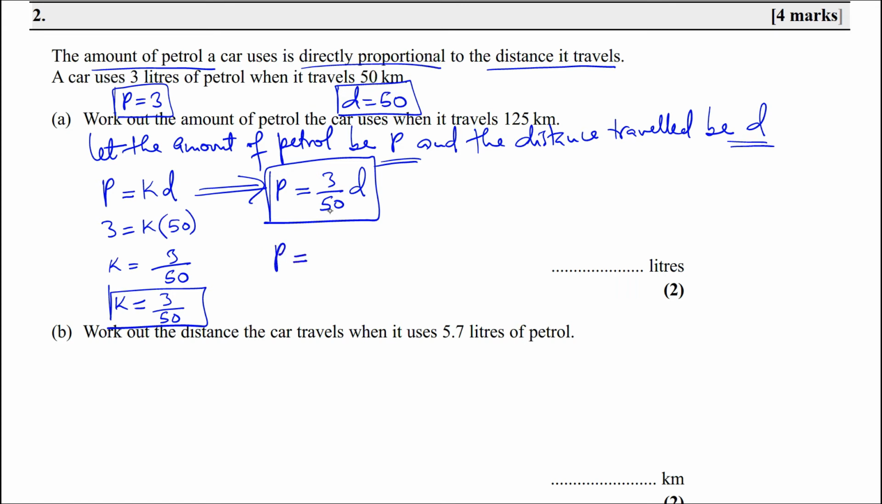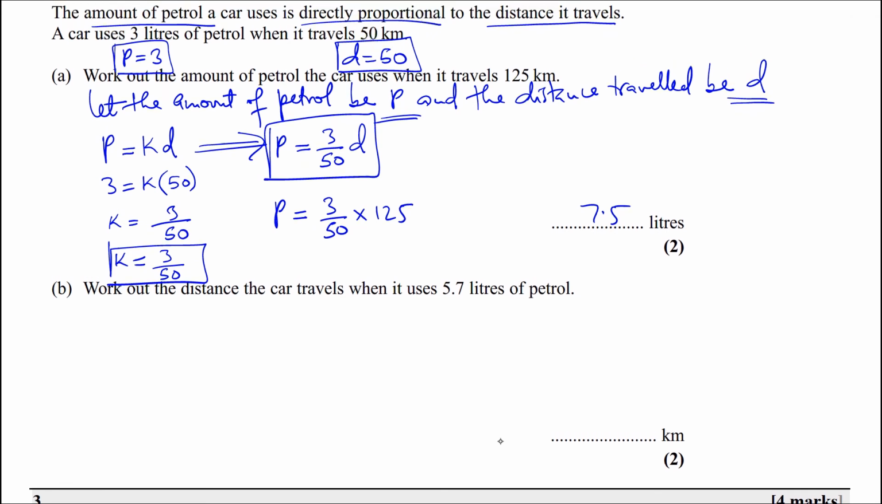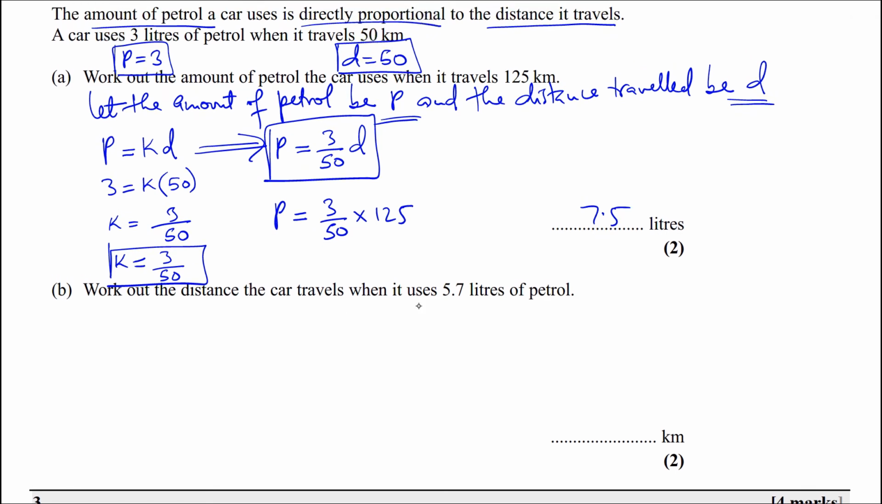So the corresponding value of P will be 3 over 50 multiplied by 125, which will be equal to 7.5. Okay, and then the second part of this question is work out the distance. So the distance here is D, yeah? So work out the distance the car travels when it uses 5.7 liters of petrol.